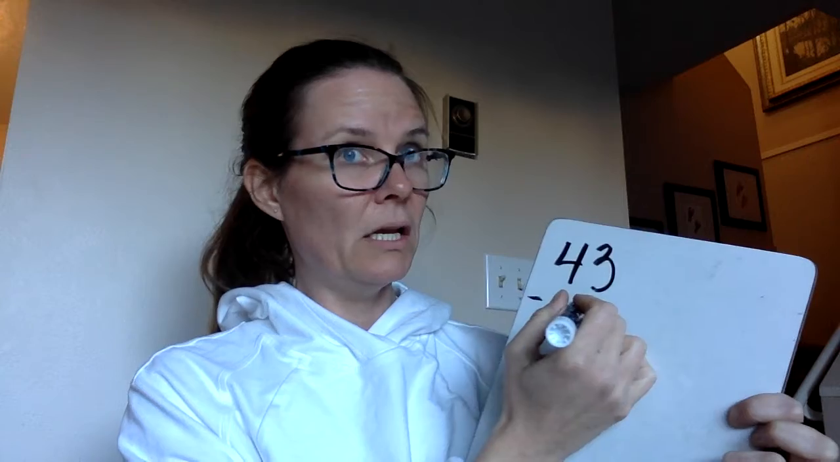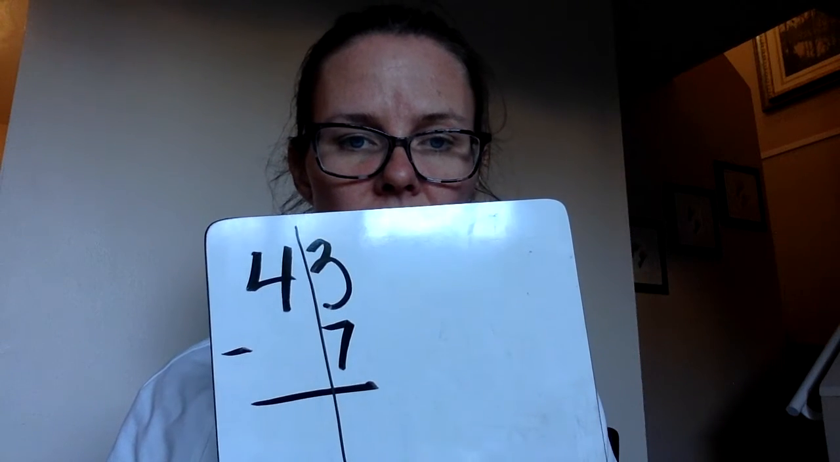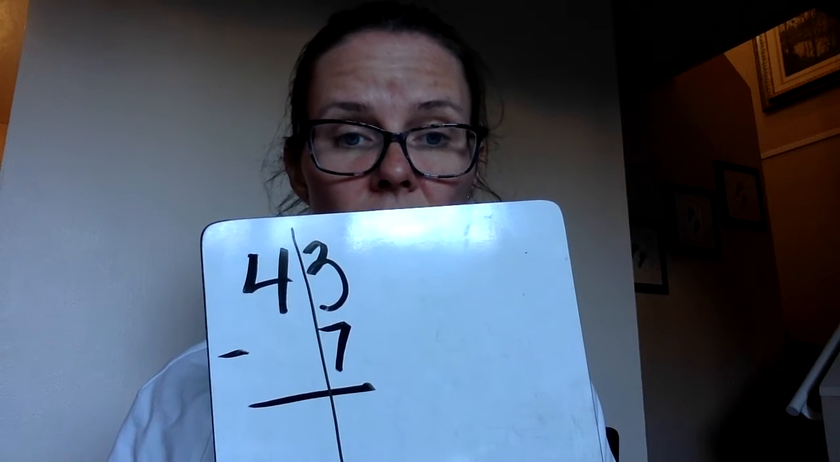Subtraction with regrouping. 43, take away. This is where you give me a number. I heard 7. Okay. 43, take away 7. Okay. I'm going to draw the place value line through here. 3 take away 7. Can I do that?